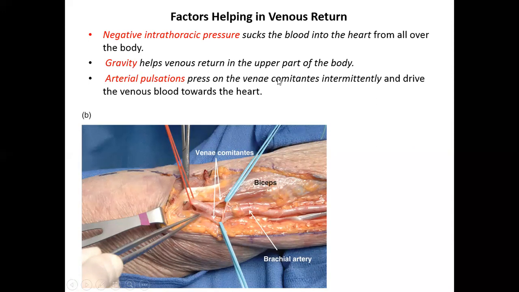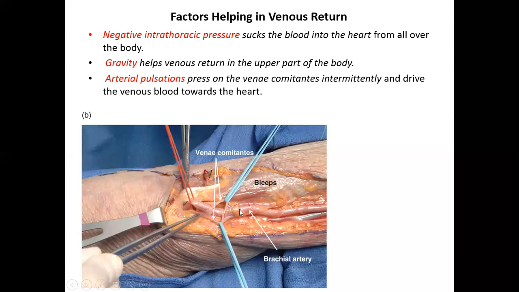And the next one is gravity. This applies only to the upper part of the body, whereas the next one is arterial pulsations. Usually, the deeper arteries are accompanied by smaller veins which are near to it, which are paired in structure, called venae comitantes. So this is the brachial artery. On either side of the brachial artery, there are brachial veins. They are called vena comitantes.